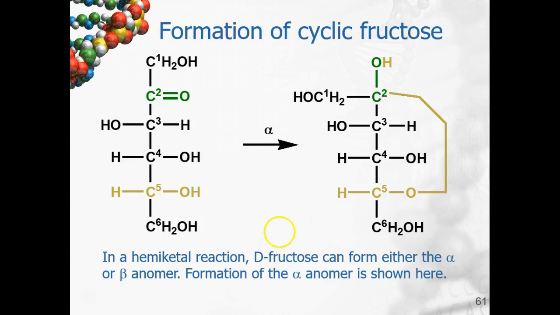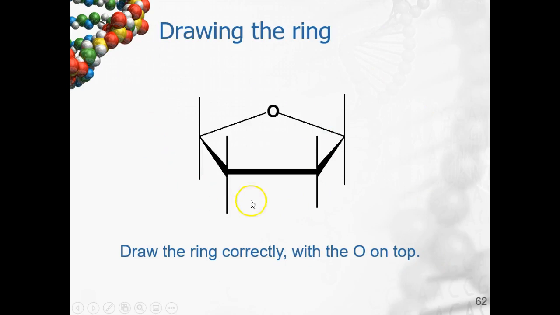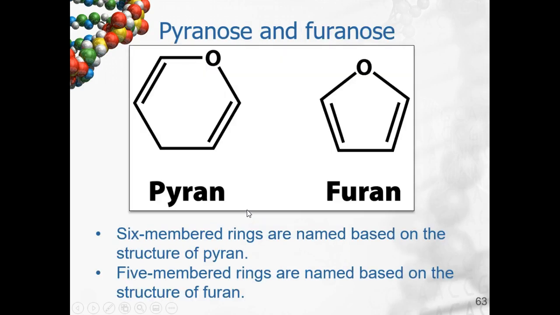For the cyclic fructose, I do the same kind of thing where I use the OH and do the nucleophilic attack on the carbon number 2 to form the hemiketal. And then I do the same thing. This time I'm going to draw a 5-membered ring. So I draw the ring like this, a pentagon with an oxygen on top. And now the structure will be based on furan.